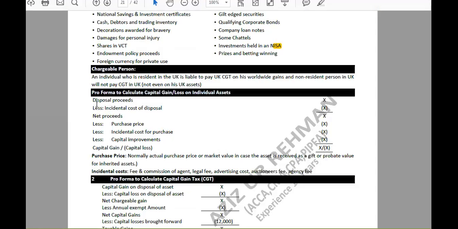How to calculate gain or loss? First of all, we will write down the selling price. Then we will deduct incidental cost at the time of the sale of the asset. We have net disposal proceeds. From net proceeds, we will deduct purchase price. We will deduct incidental cost at the time of the purchase. We will deduct capital improvements. We have capital gain or loss. We will pay tax if there is capital gain. And if we have capital loss, obviously we will not calculate any tax.